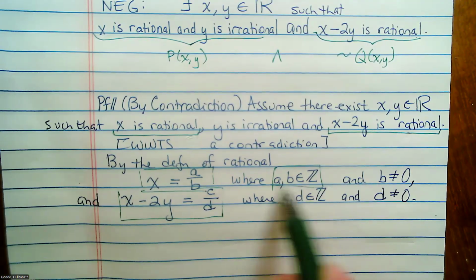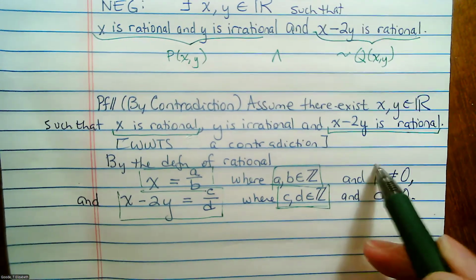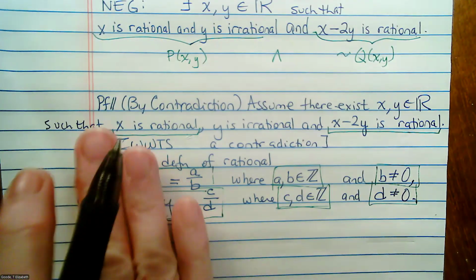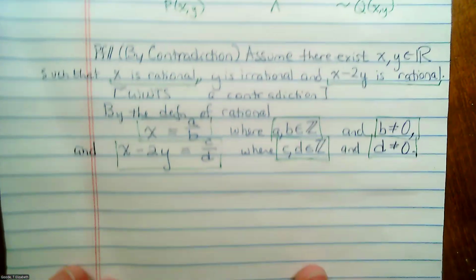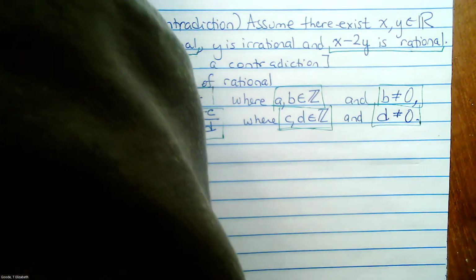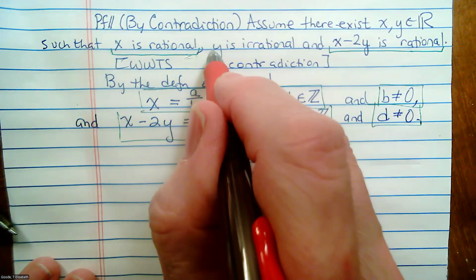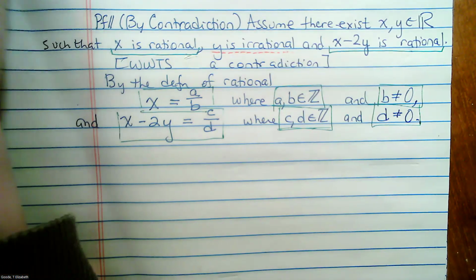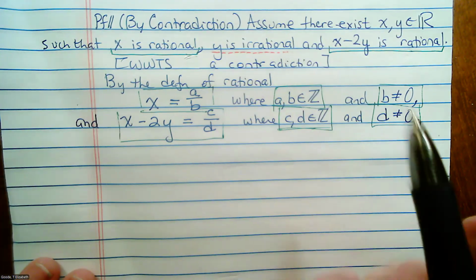So now we've got these two equations about x and about x minus 2y. We've got information about a, b, c, and d. And we've got these caveats that tell us what b and d can't be. So we're going to use all six pieces of that information. What we didn't use yet is this bit of hypothesis that y is irrational, but we're going to contradict that. That's the only way we can use that.